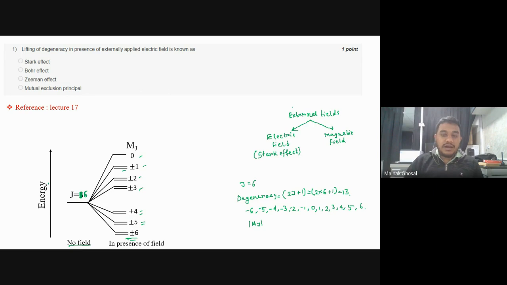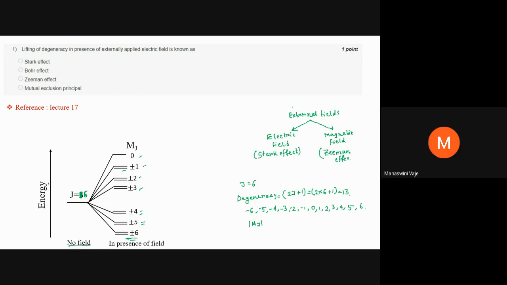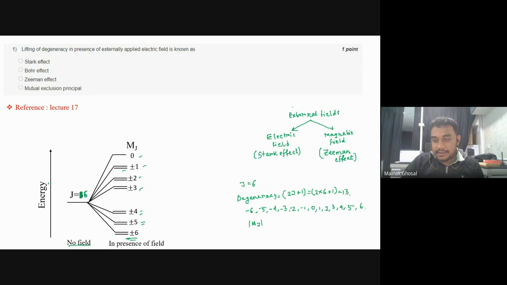So if the electric field splits these energy levels, that is, the degeneracy is broken in the presence of electric field, it will be known as Stark effect. And if it is broken in the presence of a static magnetic field, then this is called Zeeman effect. Now you got it? Yes. Okay. The same thing, just the fields are different. If it is broken by electric field, it is called Stark effect. If it is broken by magnetic field, it is called Zeeman effect.